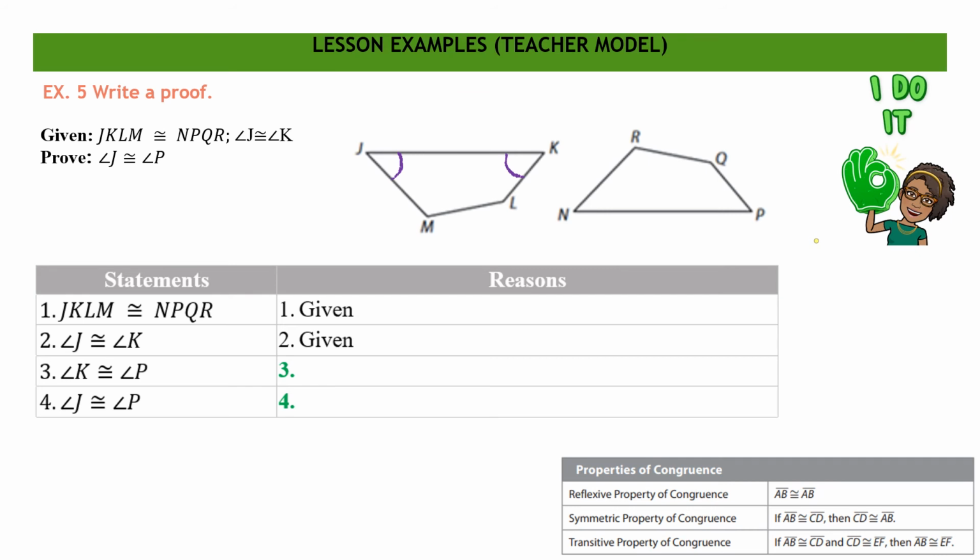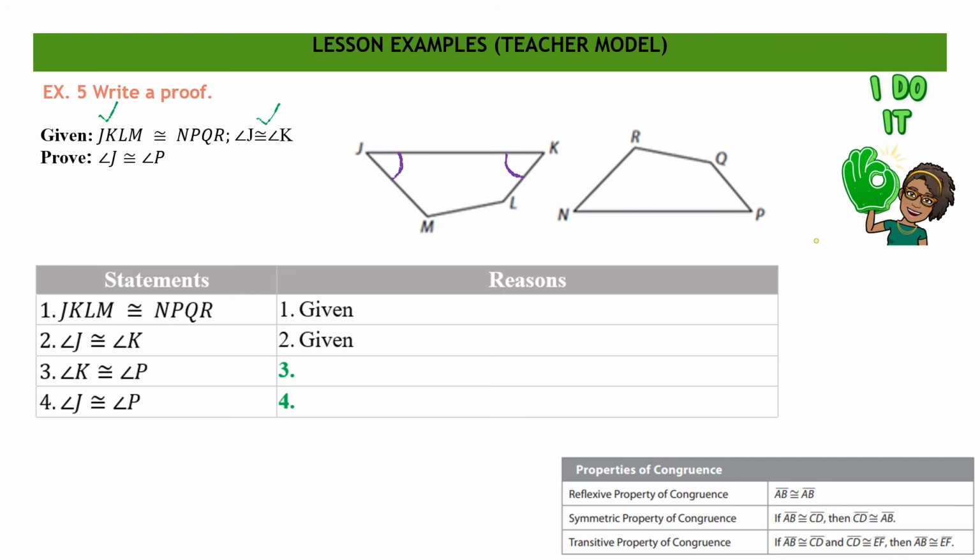second figure. As you can see, I have my little properties of congruence cheat sheet at the bottom. So that gives us an indication that we're going to be using one or more of these responses. So let's go through our proof. They've already filled in two of the reasons for us. They have that the statement that JKLM is congruent to NPQR is given, and we can see that here. And then they give us that angle J is congruent to angle K, and we can see that's also given here in our statement.